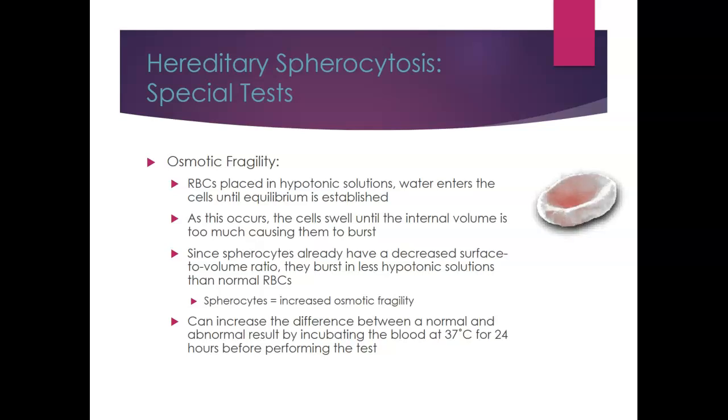Okay, so we try different levels of saline solutions to add those cells to. Somebody with spherocytosis will have an increased osmotic fragility. This can increase the difference between normal and abnormal result. Or you can increase the difference between a normal and abnormal by incubating at 37 degrees for 24 hours as well.